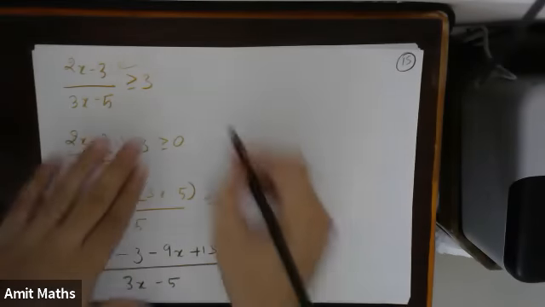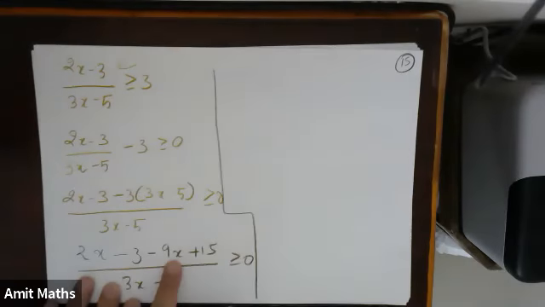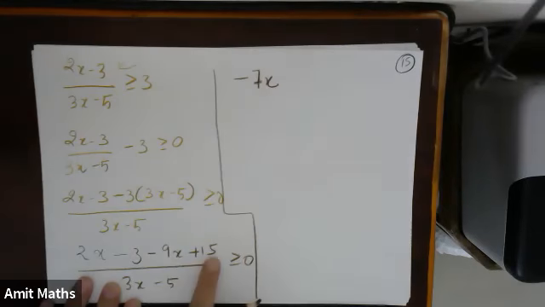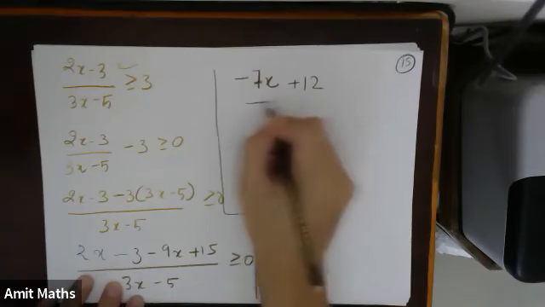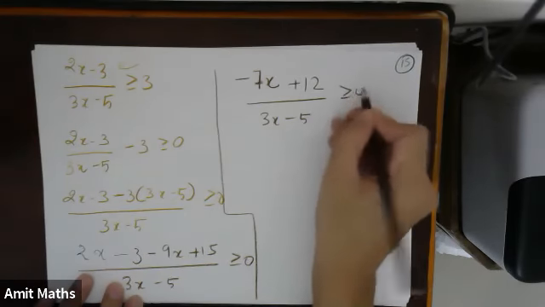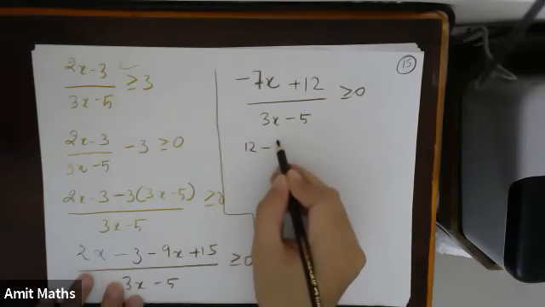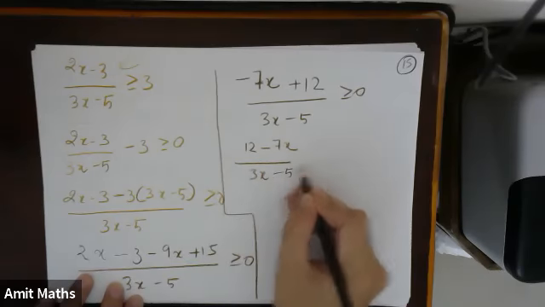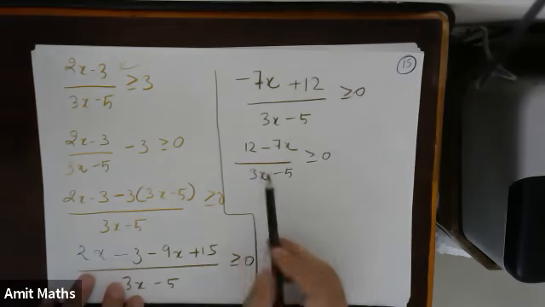Okay, so if I solve it further, this part becomes 2x minus 9x, which is minus 7x. This becomes minus 7x plus 12 upon (3x minus 5) should be greater than or equal to 0. Okay, I'll rewrite it. So this becomes (12 minus 7x) upon (3x minus 5) should be greater than or equal to 0. Now this becomes a perfect example of the Wavy curve.